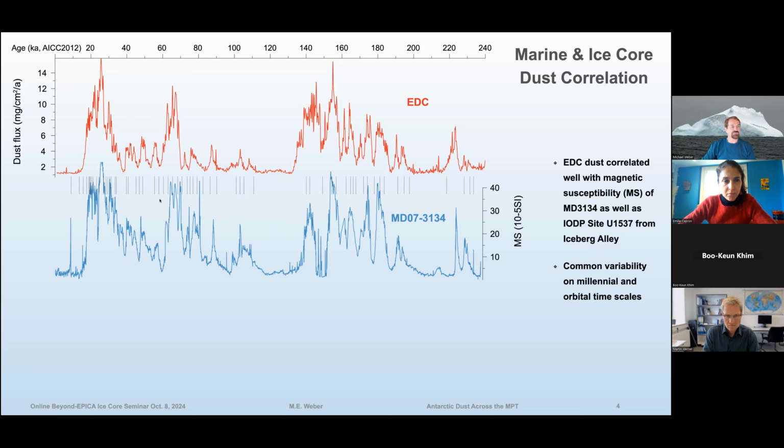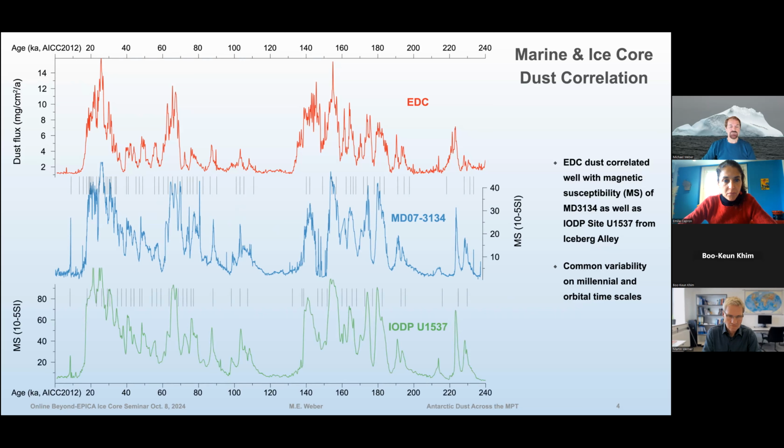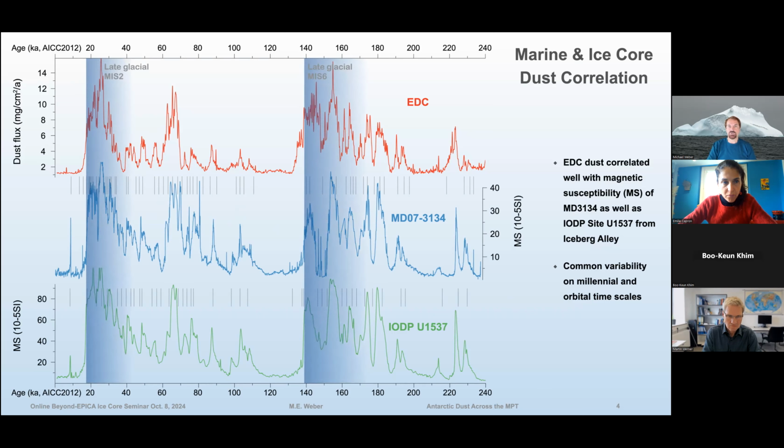And if we use these gray little vertical lines as tie points, we can tune the one record to the next one. And at the bottom, you see now from our recent IODP expedition, the same dust record, which is a little bit lower in resolution. But what it shows clearly is dust is always enhanced towards the late glacial phase. That's when the amplitude increases, and that's when we can provide a very good chronology.